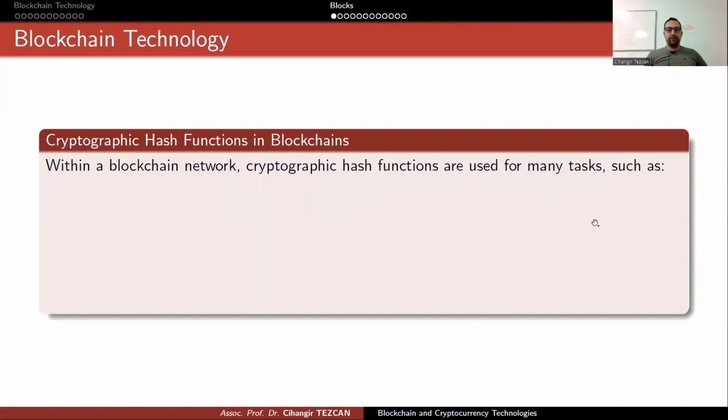All right, so we have seen basic definitions. We continue with blocks. And we start with cryptographic hash functions and how they are used in blocks.